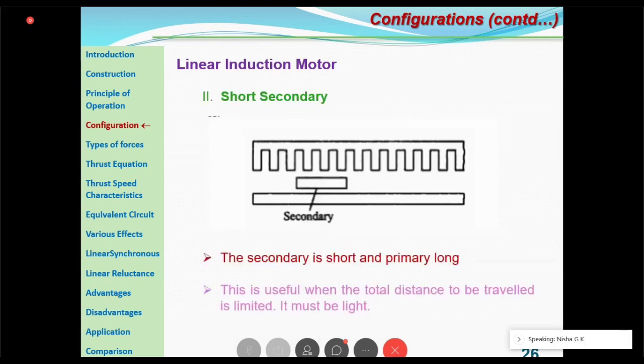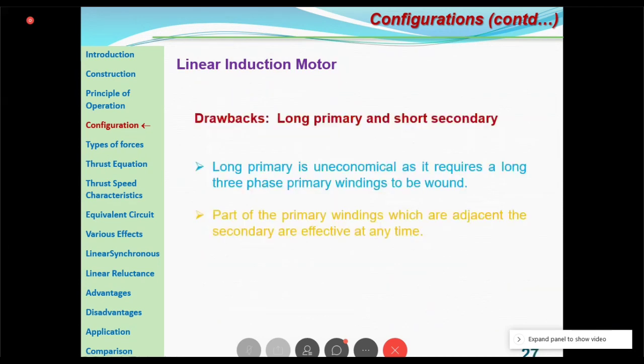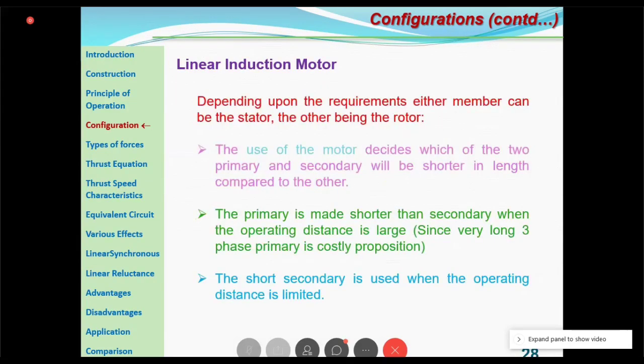In the case of short secondary, as you can see here, the secondary is short and the primary is large. And this is the ferromagnetic plate. The secondary is short, which is useful when the distance traveled is limited or it is a lightweight one. And what is the drawback of this long primary and short secondary? With a long primary, you have the three-phase distributed windings accommodated in the slot. That is uneconomical since it requires long three-phase windings to be wound. And again, one more thing: only the part of the primary winding adjacent to the secondary is effective at any time. So that is also a drawback when you are comparing that primary type.